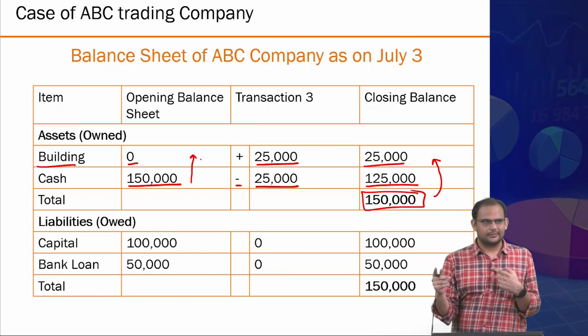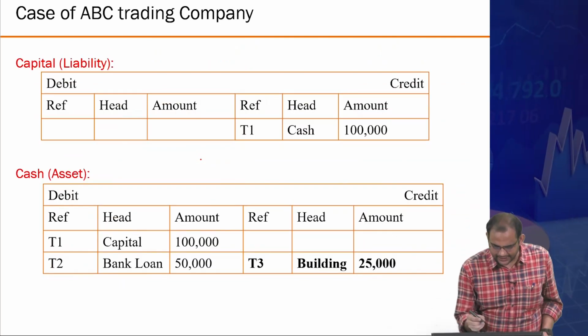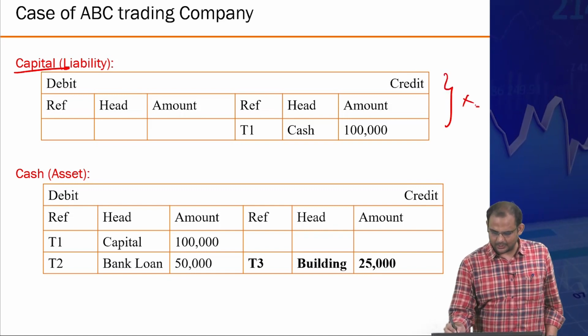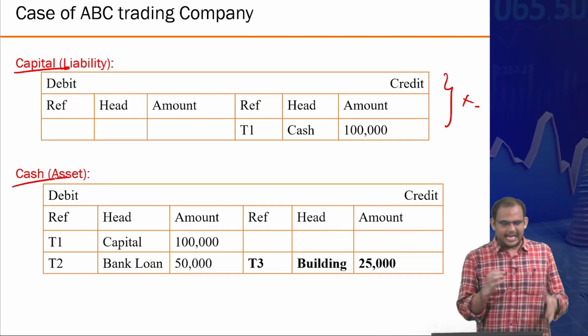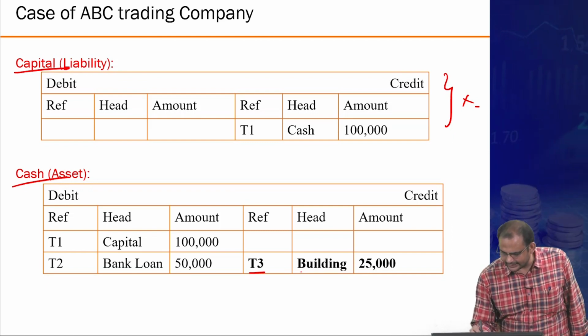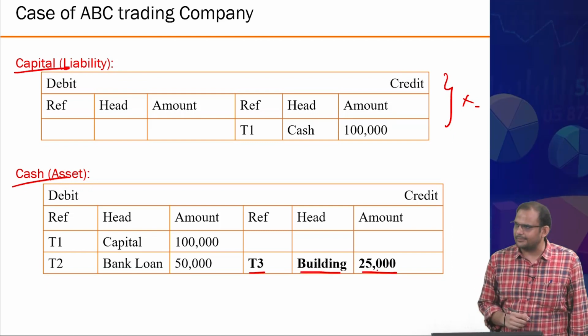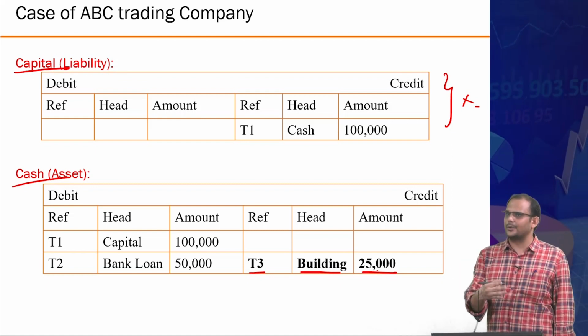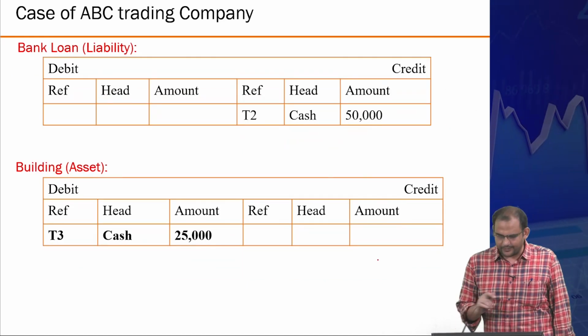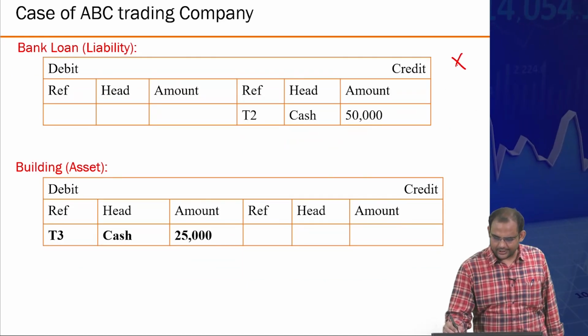Matching? Clear? So essentially, your capital and liability, no change. This was the transaction, no change. Your cash as an asset, there is a new entry on the credit side because there is a decrease in asset, it goes on the credit side, worth 25,000 rupees. Bank loan, no change.